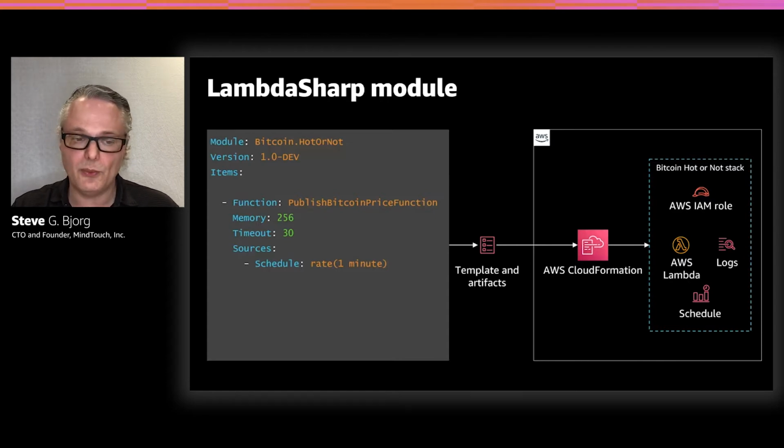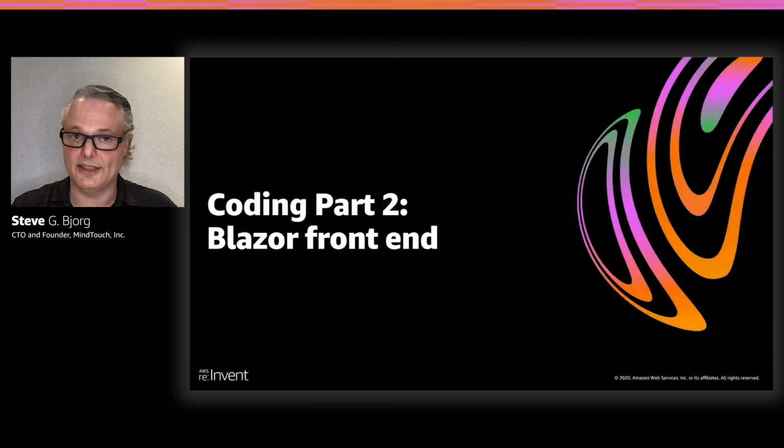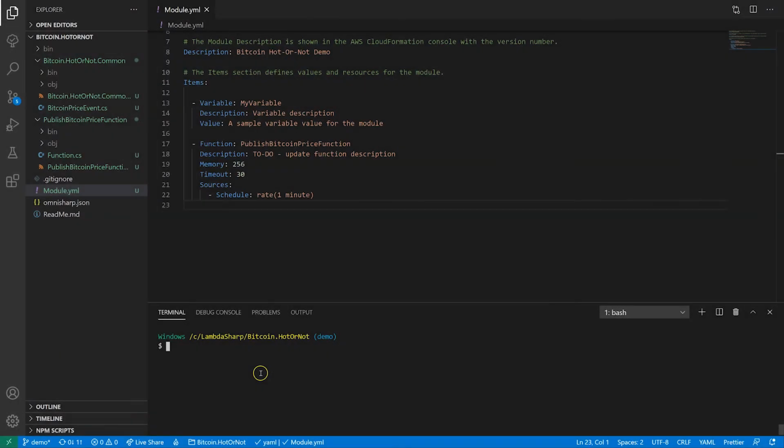And that's it. Now we have a Lambda function that is fetching once per minute the price from the API and publishing on EventBridge. So we just need to subscribe to it and create a front end for it. So that's the next part we're going to dive into. So let's take a look at what that looks like.